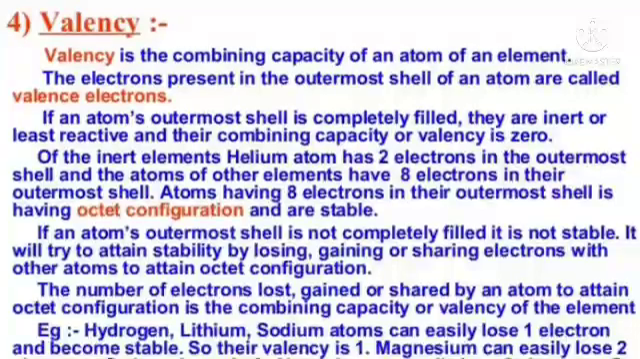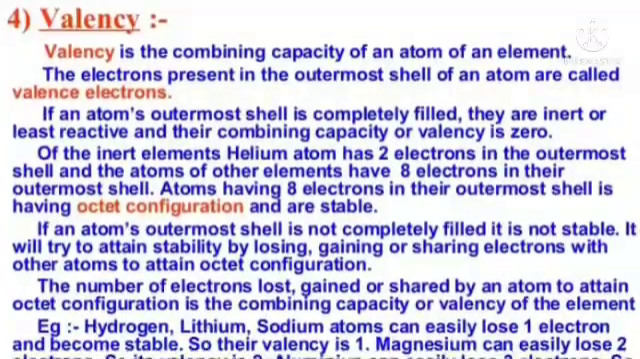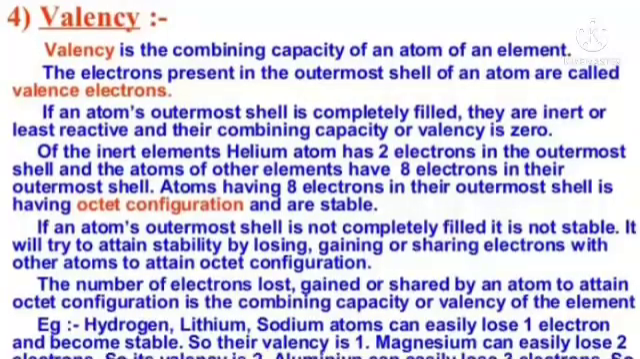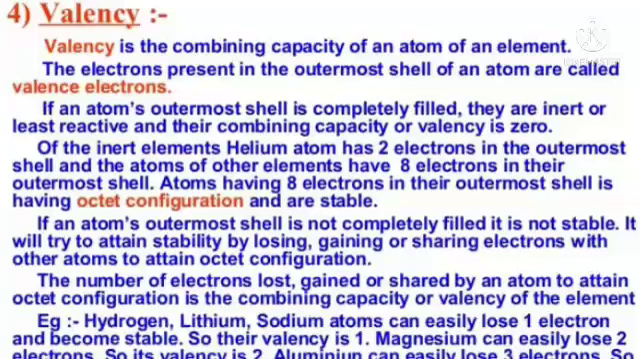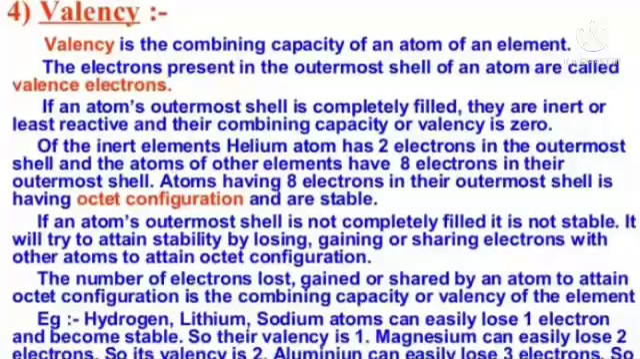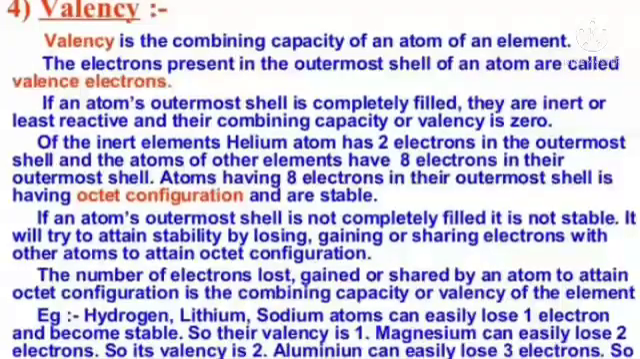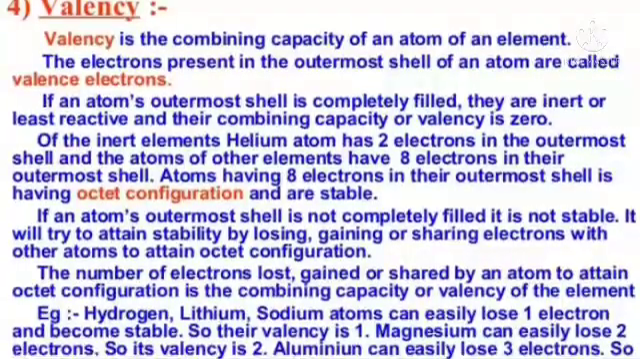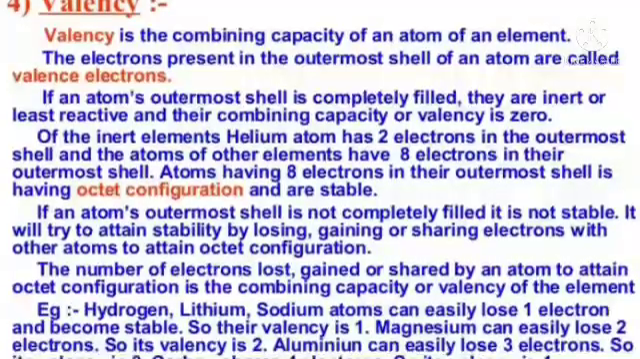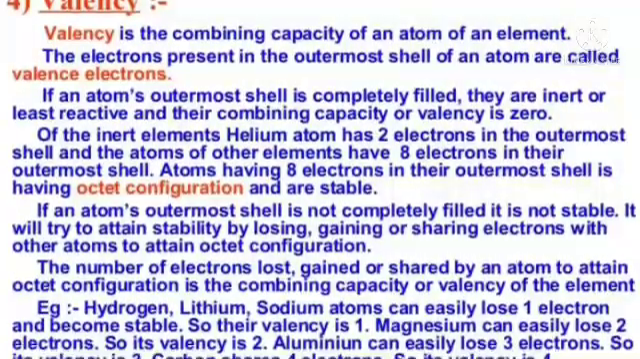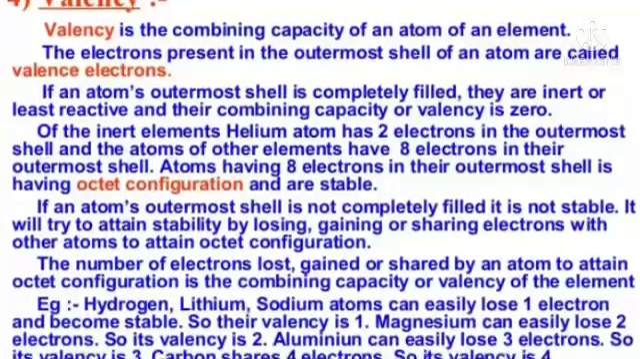Valency. Valency is the combining capacity of an atom of an element. The electrons present in the outermost shell of an atom are called valence electrons. If an atom's outermost shell is completely filled, they are inert or least reactive, and their combining capacity or valency is 0. Of the inert elements, helium atom has 2 electrons in the outermost shell, and the atoms of other elements have 8 electrons in the outermost shell.